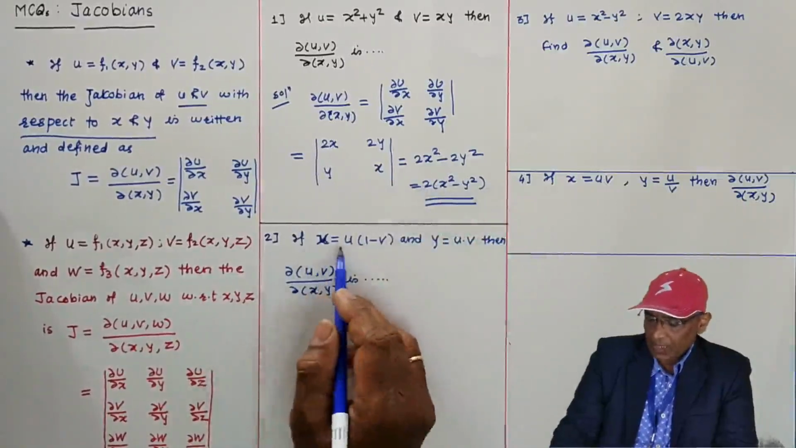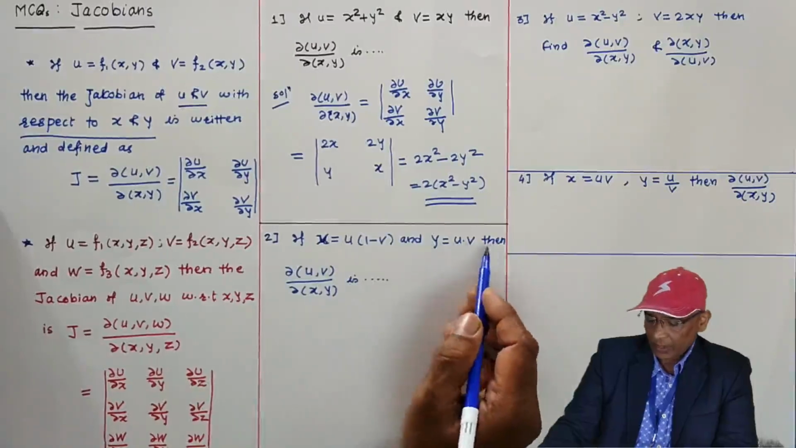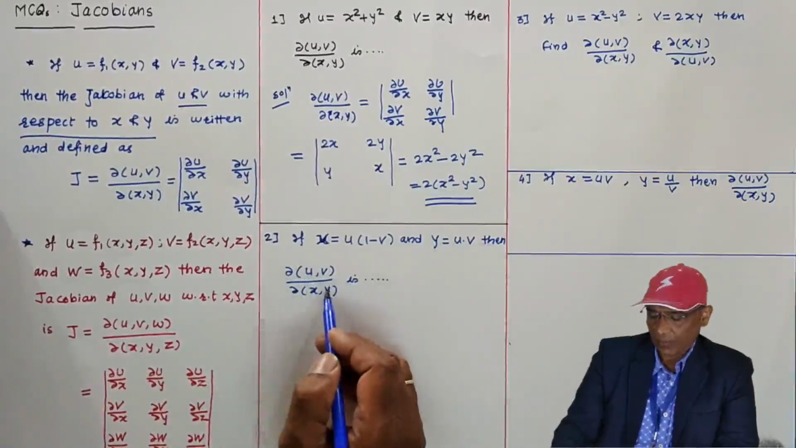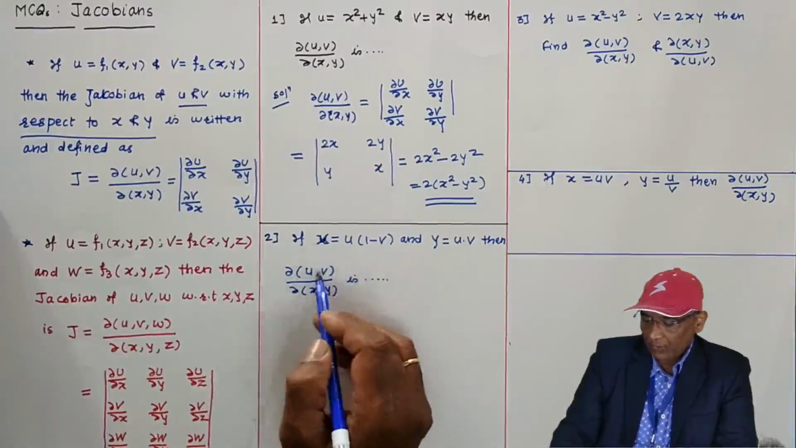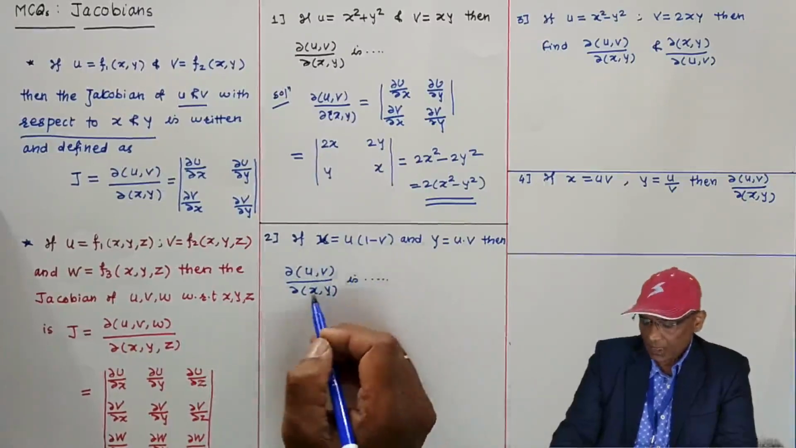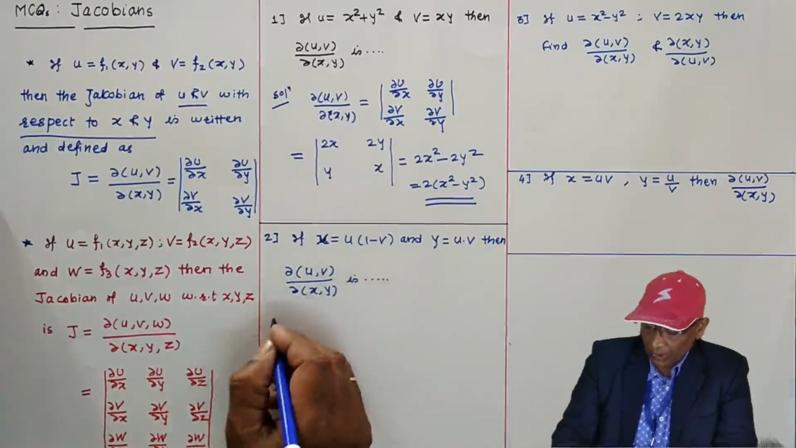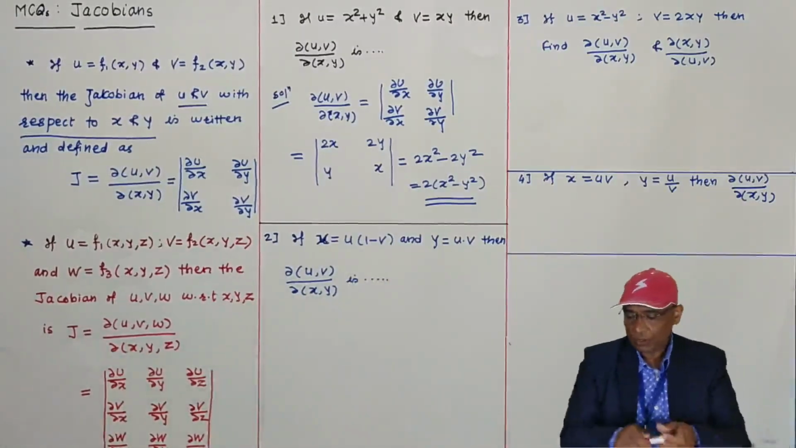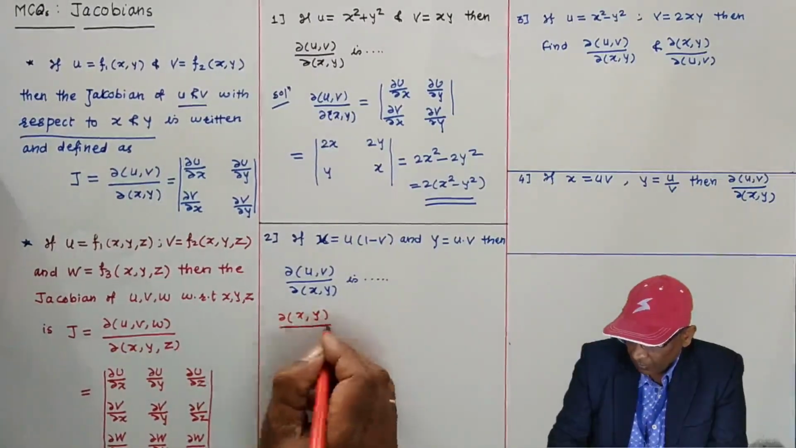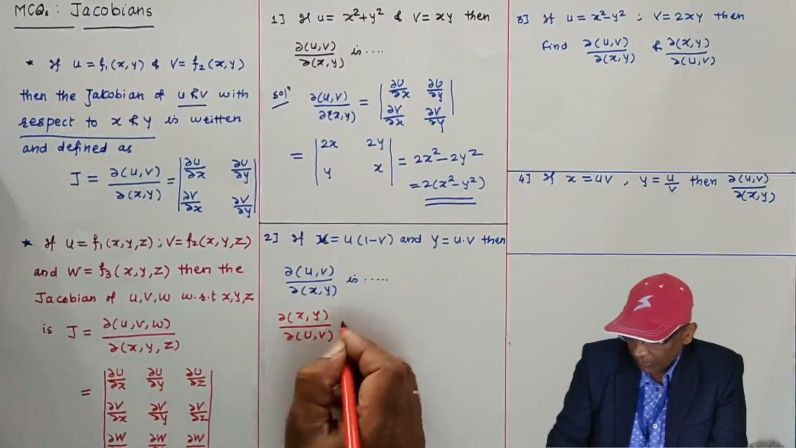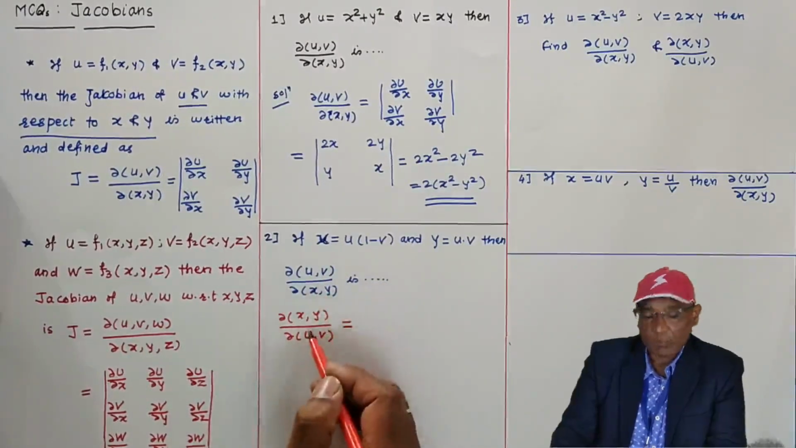Okay, and if x is equal to u into 1 minus v, y equal to u into v, then find the Jacobian of uv with respect to xy. Here we are discussing the Jacobian of an implicit function. Here u and v are not given explicitly in terms of x and y, but x and y are given explicitly in terms of u and v. Therefore, it will be better to find the Jacobian of xy by uv. Why? Because x and y are given in terms of u and v.